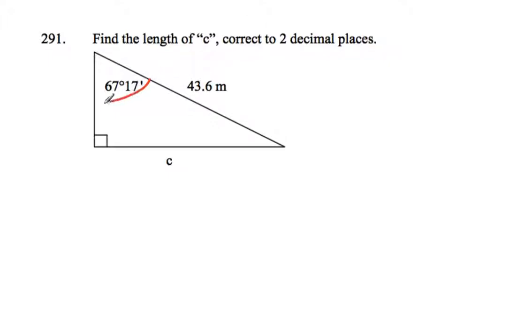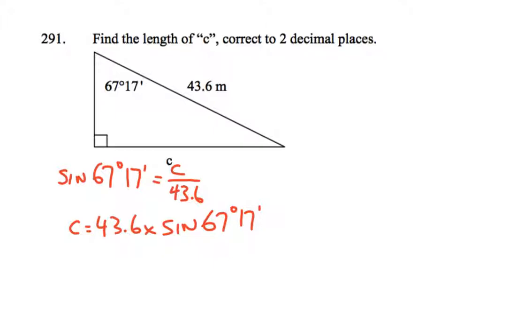This one from here, we see that we have an opposite and a hypotenuse, so I'm pretty sure we might be using a sine ratio here. Sine from that angle is opposite over hypotenuse, so in this case C over 43.6. To get the letter on its own, we'd be multiplying both sides by 43.6 and throwing that into our calculator carefully.